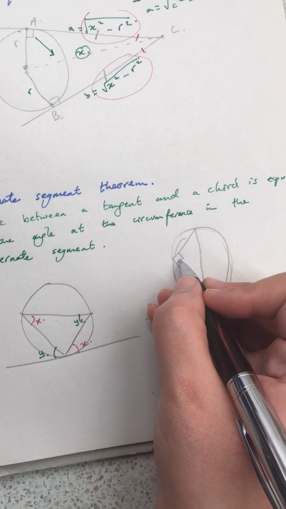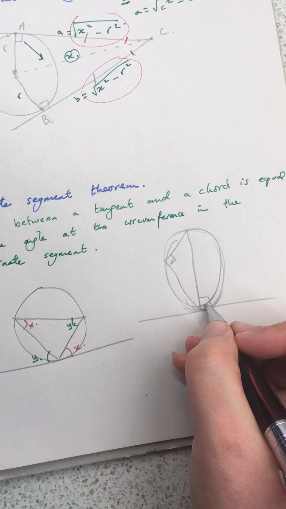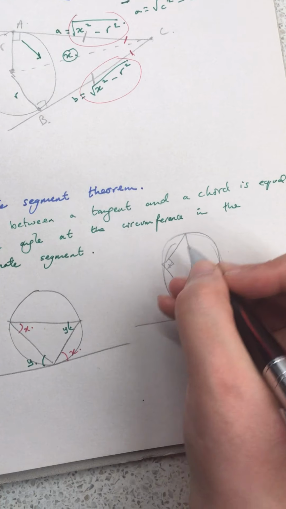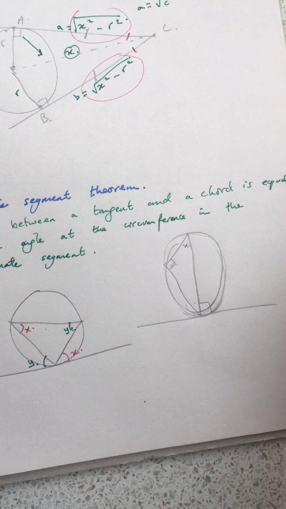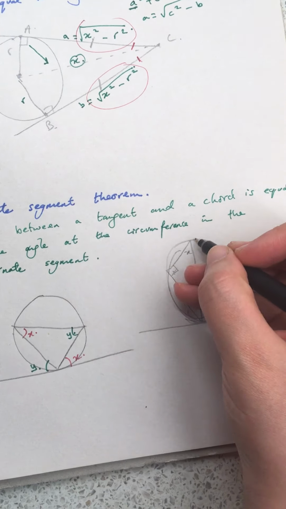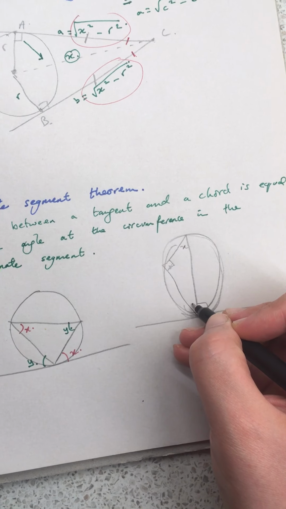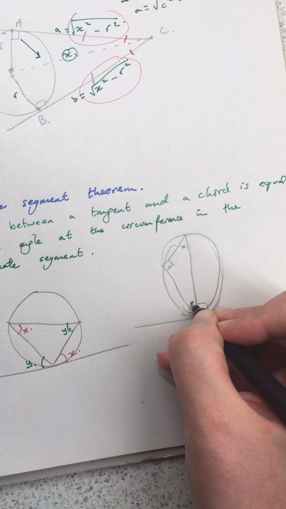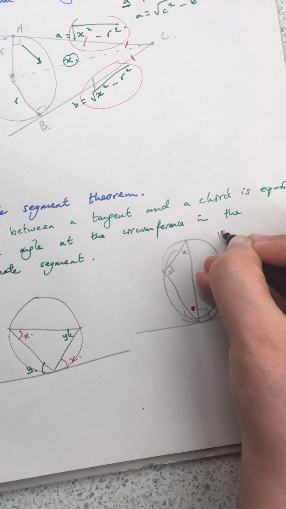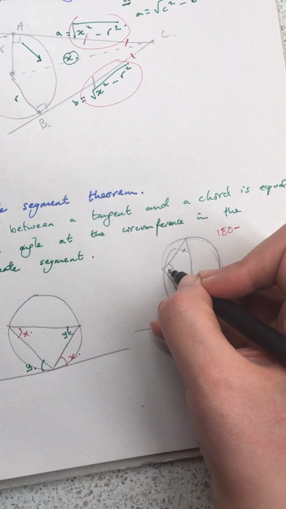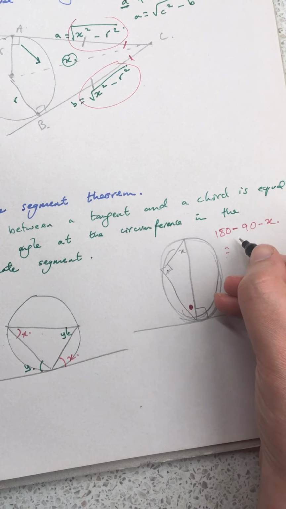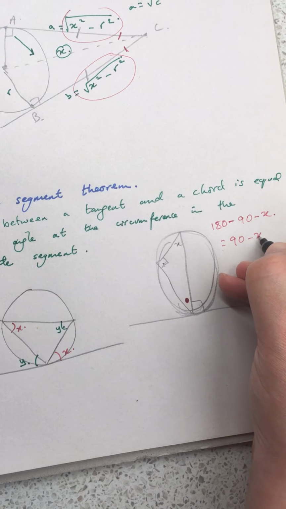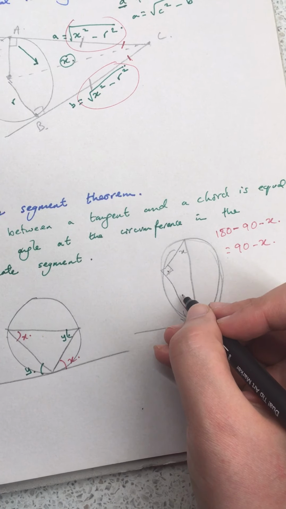X is equal to x. So that's 90 and that's 90. Now if this is 90 and that's 90, I label this x. To find this angle here, using angles in a triangle add up to 180, that angle there is going to equal 180, take away 90, take away x, which is equal to 90 take away x. So that's that angle there.